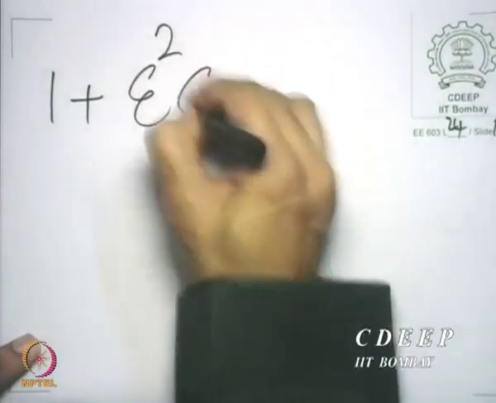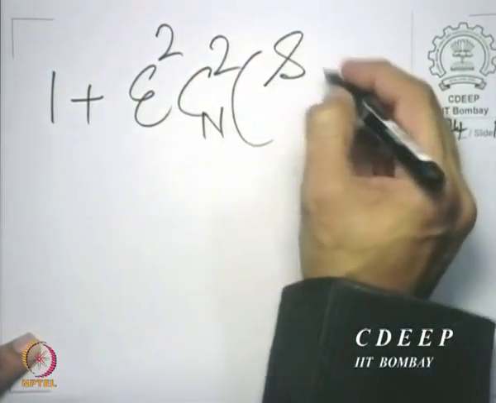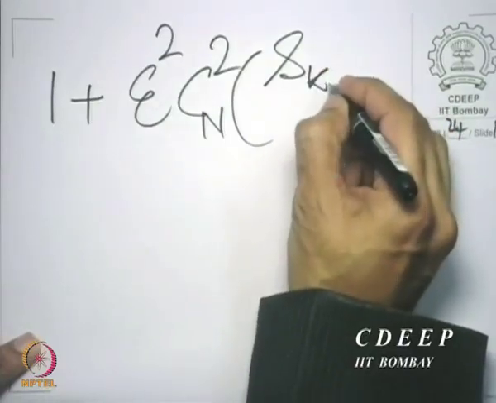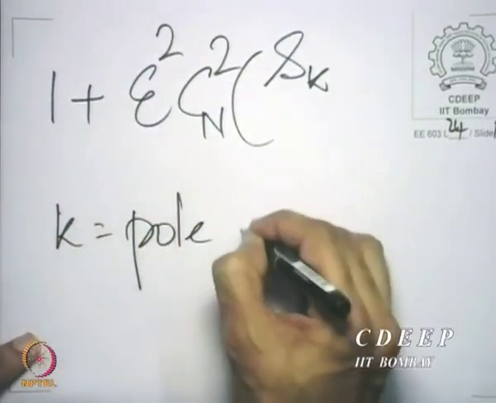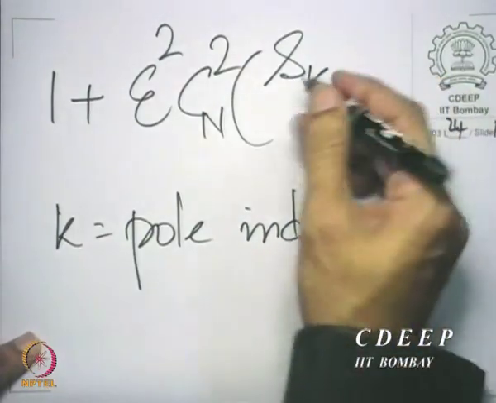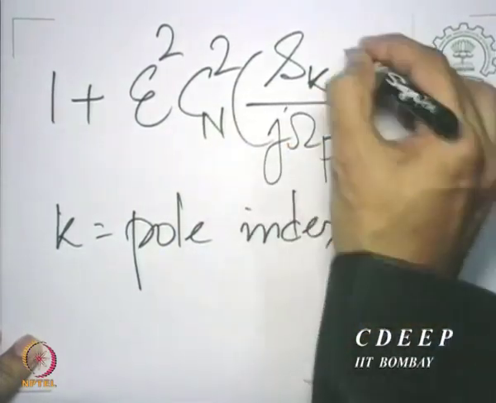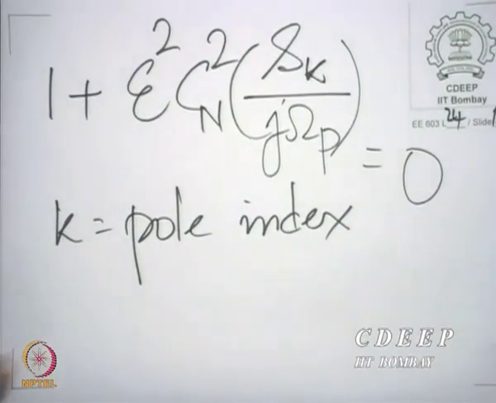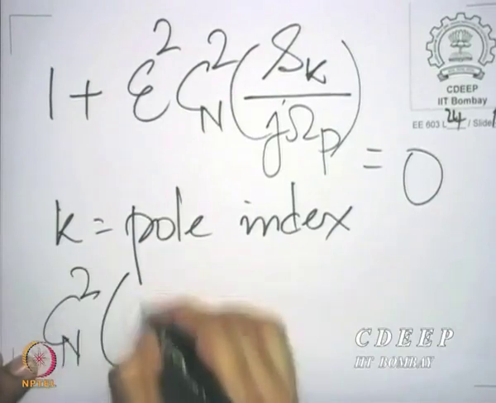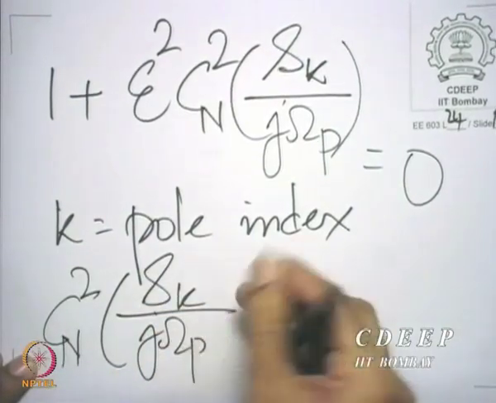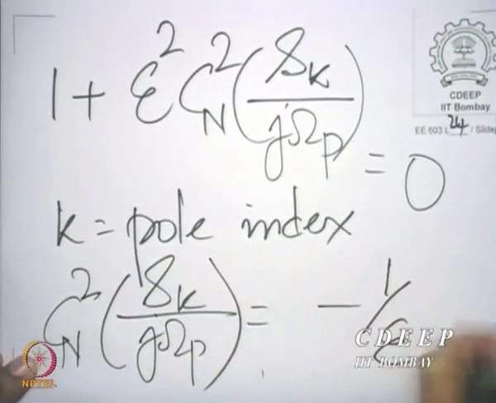And let us solve that now. Now, here you must remember that these poles are complex. So, to solve this, one plus epsilon squared C n squared. Now, you know, there will be several poles indexed by some integer. So, let us call that integer k, the index of the pole, as was the case in the Butterworth filter. You run it over the set of integers. The kth pole satisfies one plus epsilon squared C n squared of s k by j omega p is equal to 0. And therefore, of course, C n squared of S k by j omega p is equal to minus 1 by epsilon squared.